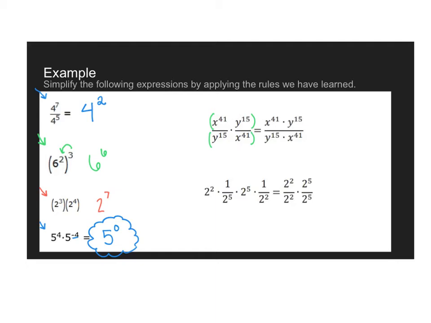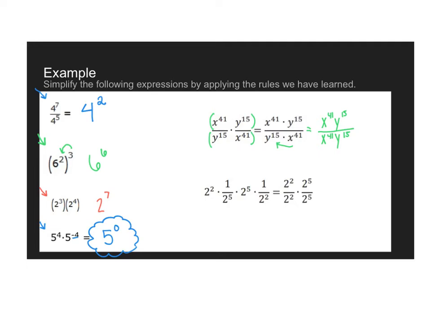We could even simplify it further and remove those multiplication signs. So it could be x to the 41st, y to the 15th. This is just the same thing, right? We're just getting rid of the multiplication sign. And on the bottom, I'm going to do the same thing, but I'm actually going to switch the order. I'm going to put this one first because order does not matter when we multiply. So this is x to the 41st and then y to the 15th.